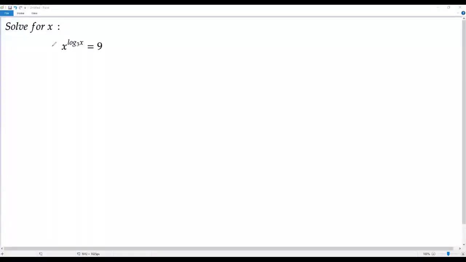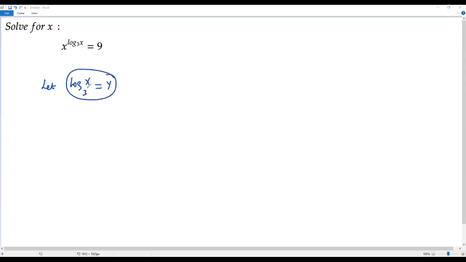Here we have a problem on logarithms, that is, we have to solve for x in the equation over here. In my first step, I'm going to assign a new variable for the exponent we have over here, that is for this log x to the base 3. Let log x to the base 3 equal y. Now in this equation I'm going to solve for x.